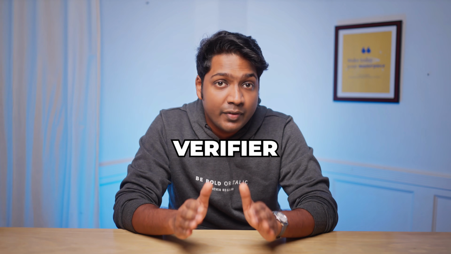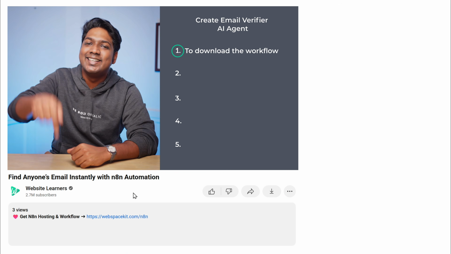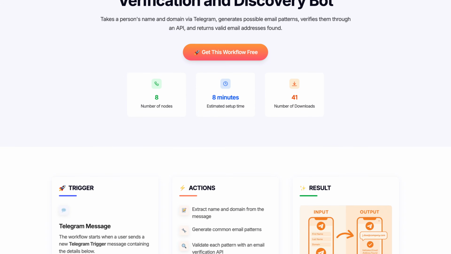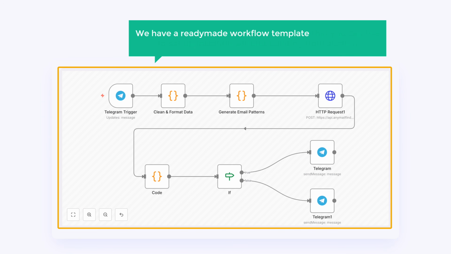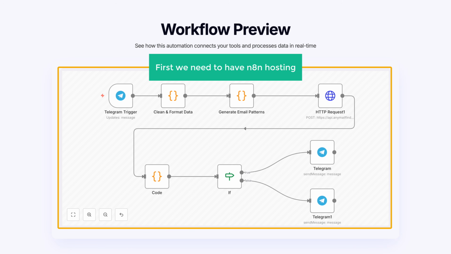To create an email verifier AI agent, we're going to do 5 steps. The first step is to download the workflow. To download the workflow, just click the link in the description. Now here you can see that we have a ready-made workflow template that you can use to set up instantly without building from scratch. In order to use this template, first we need to have an N8N hosting.